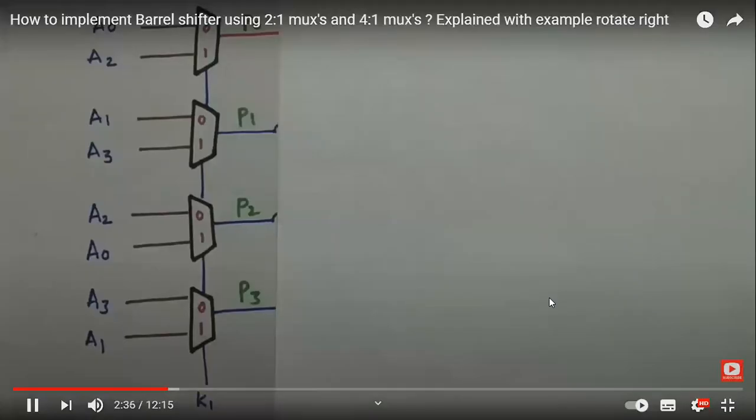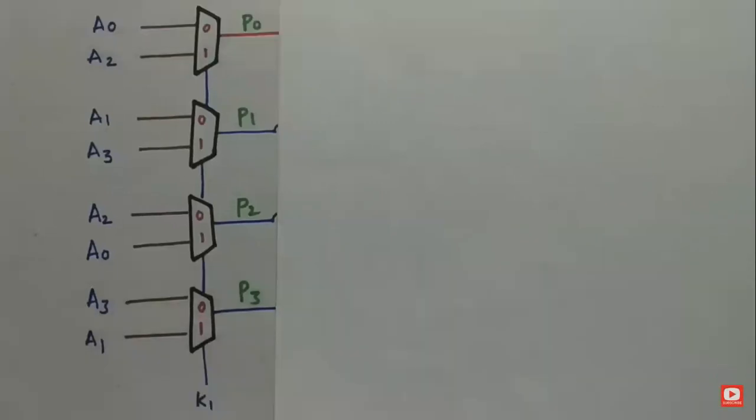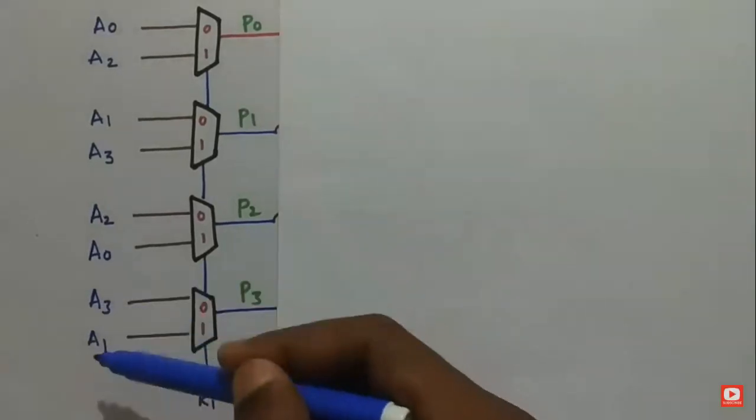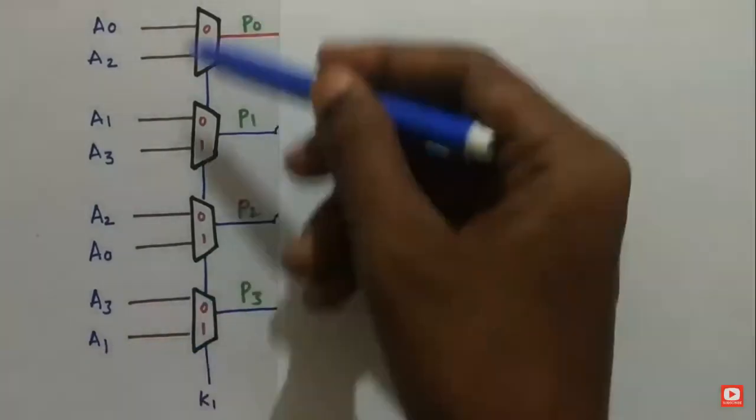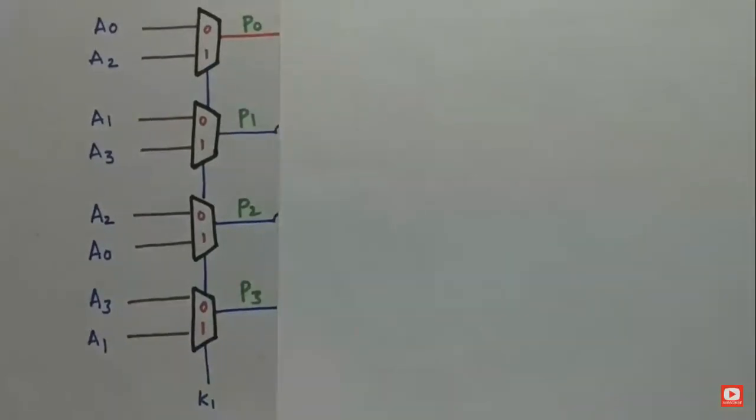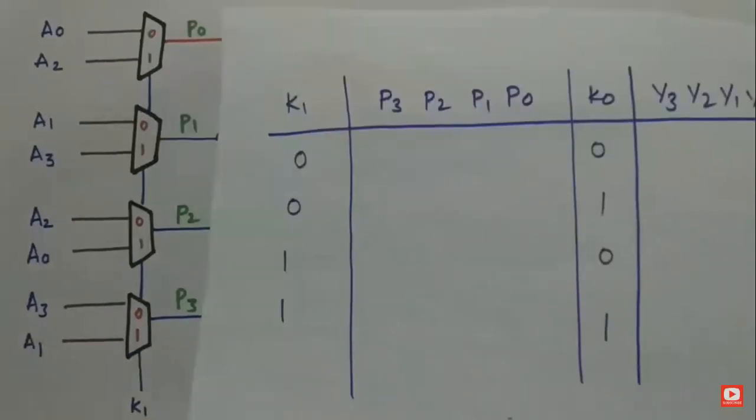When we shift the data by 2, if it's a 4-bit, then A2 will come at A0 and A3 will come at A1. The remaining 2 bits are occupied by A0 and A1. So these 4 multiplexers will perform the operation of rotate right. Rotate right by 2.